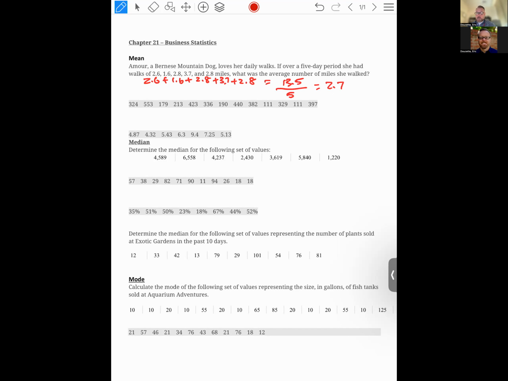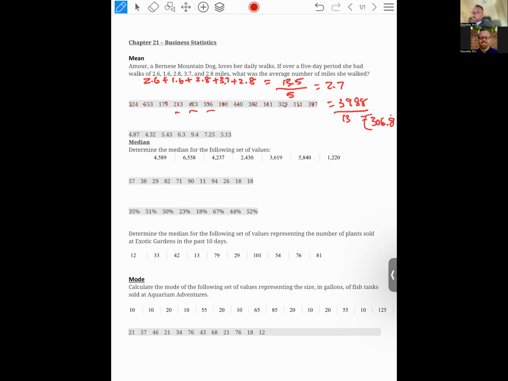So same thing with the next set. We have 324, 553, 179, 213, etc. You add all those up. They all equal $3,988. And then I would just divide it by how many there are. So 1, 2, 3, 4, 5, 6, 7, 8, 9, 10, 11, 12, 13. So divided by 13, the total on that equals 306.8. That is the average or mean number.